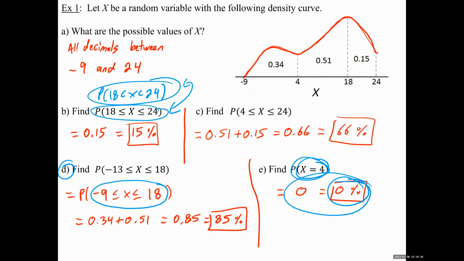The second requirement is that the area under the entire curve, that means starting at -9 and ending at 24, the area under the entire curve is 1. And you can check that by adding. You could do 0.34 plus 0.51, that's 0.85, plus 0.15, that's 1. So the area under the whole thing has to be 1, and it is. So I just wanted to check that. All right, questions?